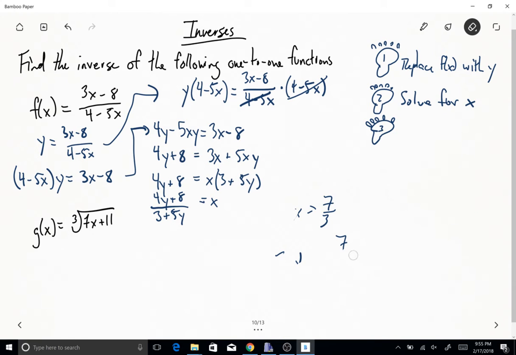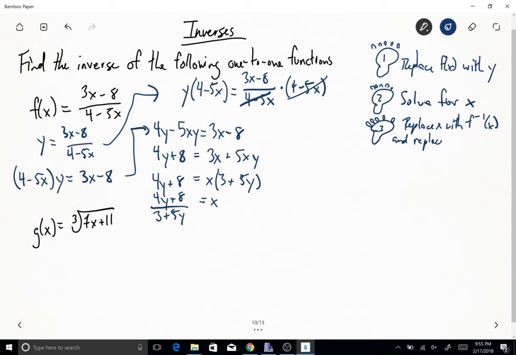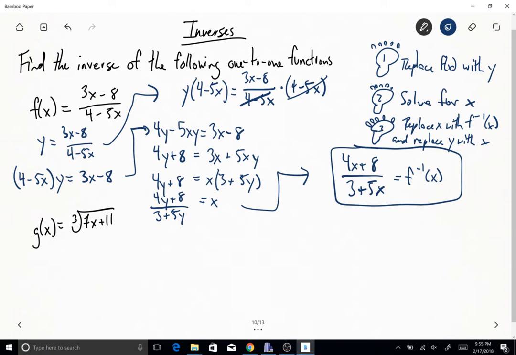So in our last step, what we do is we replace x with f inverse of x, if f is our function. And after that, we replace y with x. And so in our case, we have f inverse of x equals, so we replace the y with x, so (4x plus 8) all over (3 plus 5x). And you're done. And that's all there is to it.